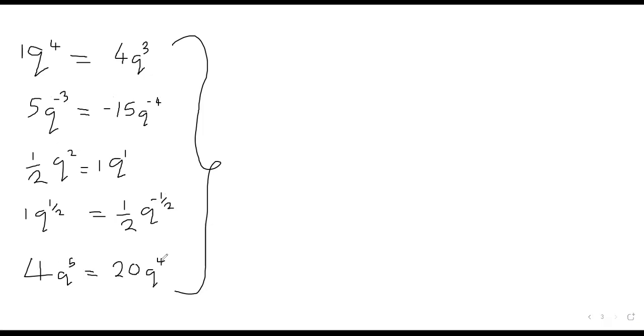Sorry, Mr. Collins, how did we get negative 4 on 5? Negative 3 minus 1 indices. So negative 3 minus 1 is negative 4. Okay. I want you to get used to this. It's very important. Let's try again.